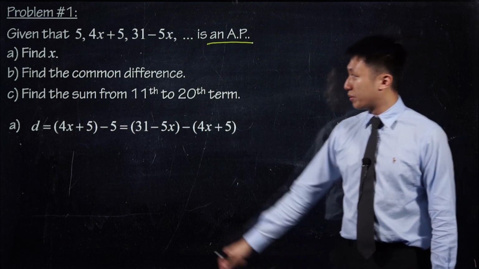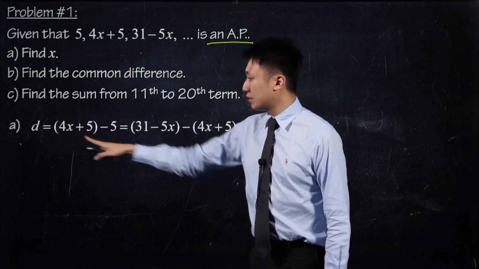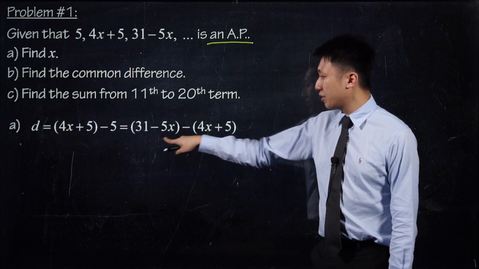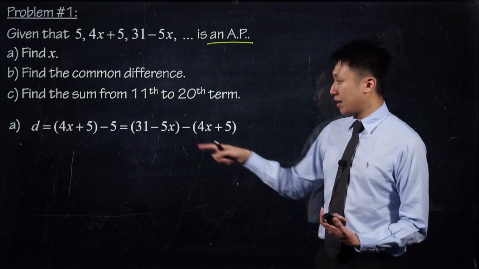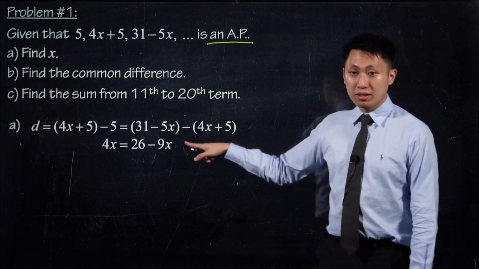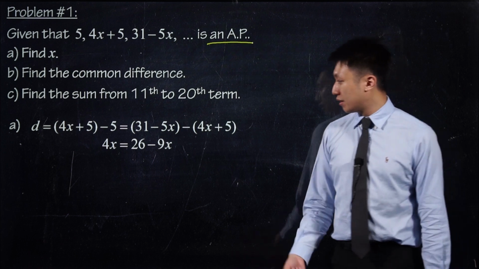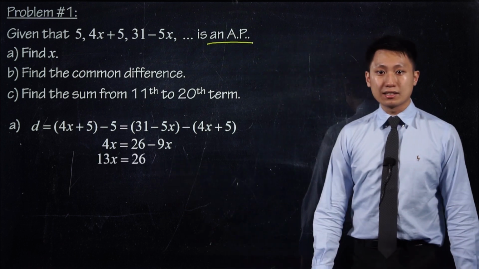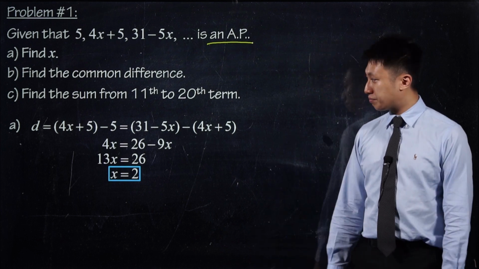So d will be equal to 4x plus 5 minus 5, this one minus this one. This is term 2 minus term 1, and this is term 3 minus term 2. They are the same. So from here we can get a relationship between them. Hence we can solve for this and we will know x immediately. We move things over, and x will be equal to 2.